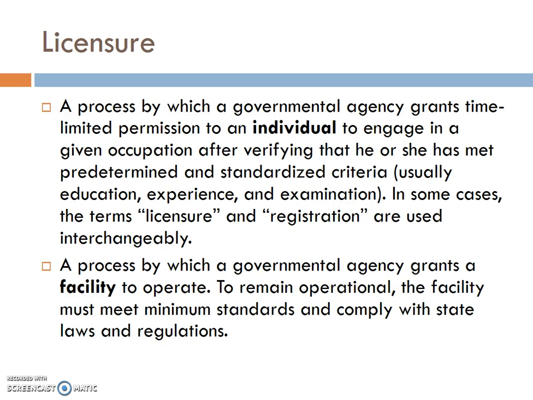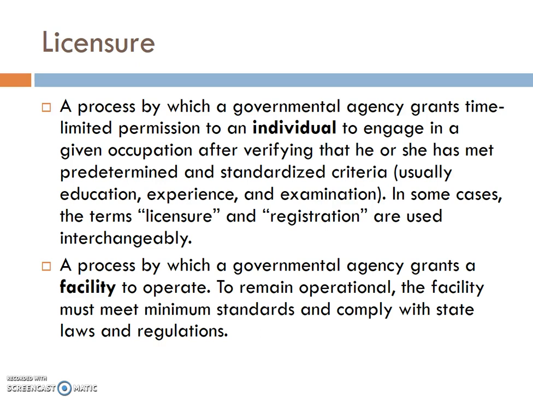The second bullet says, but licensure can also be a process by which a governmental agency grants a facility to operate. So it's two totally different things depending upon how you're using it. We can license an individual, but we can also license a facility. And so the state of North Carolina has to license facilities for them to be able to operate in the state of North Carolina. Without that licensure, they close their doors or they're unable to open if they can't pass the criteria that's required by the state.